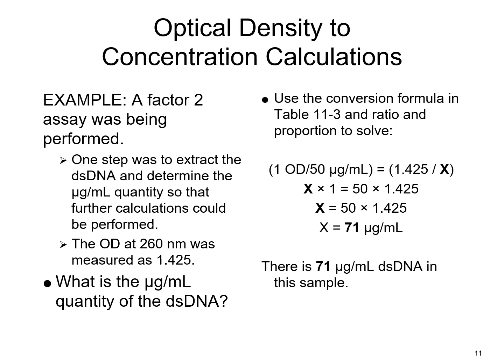So we know that when we read that optical density for the double-stranded DNA in that sample, we have about 71 micrograms of double-stranded DNA per ml in the particular sample that we just tested.